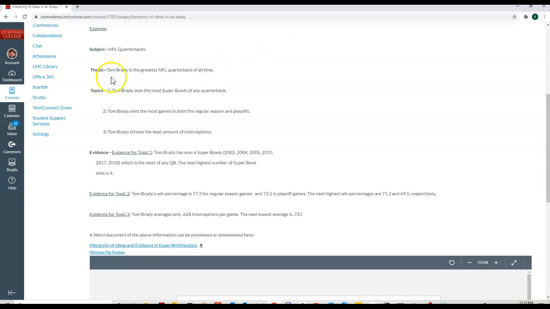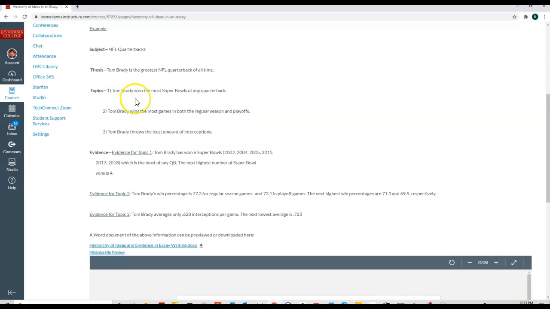And let's say the claim or the overall argument that I want to make is that Tom Brady is the greatest NFL quarterback of all time. That would be my thesis statement, or just the central argument that I'm trying to prove in this conversation or in this essay, right? Now, each topic is going to be something that I can expand on in its own body paragraph that explains or works to prove why my thesis is true.